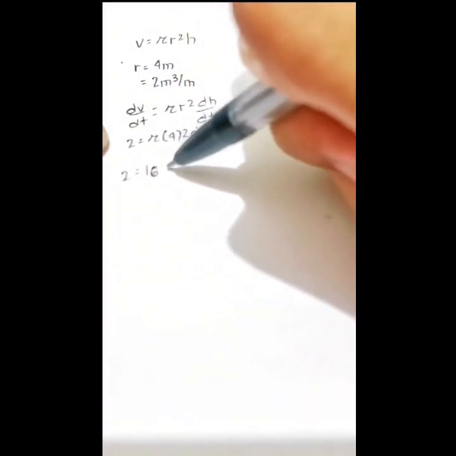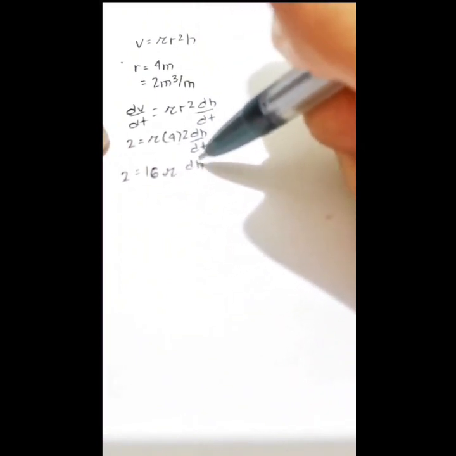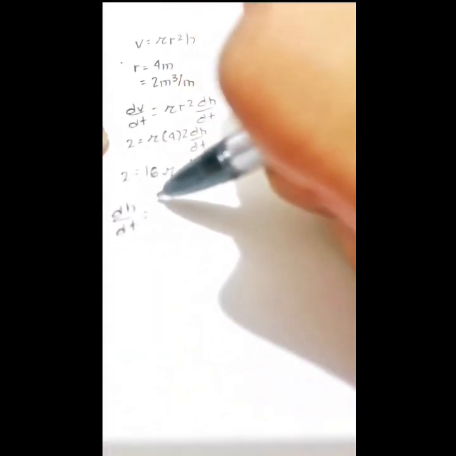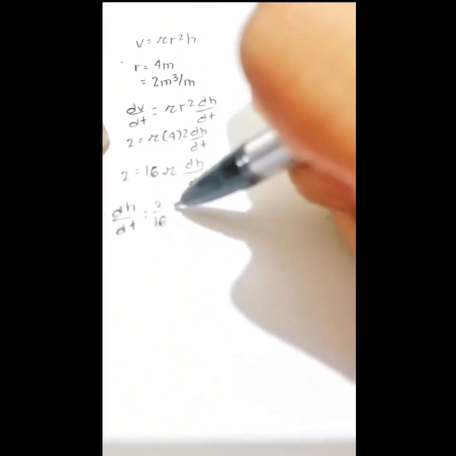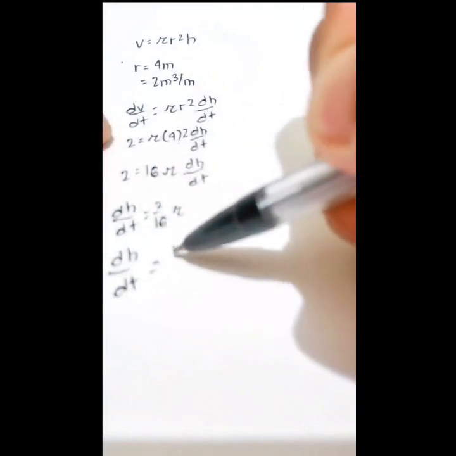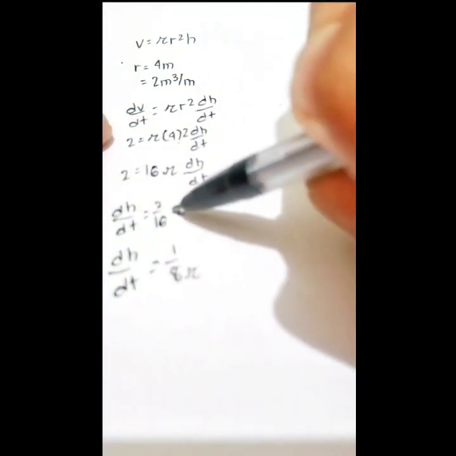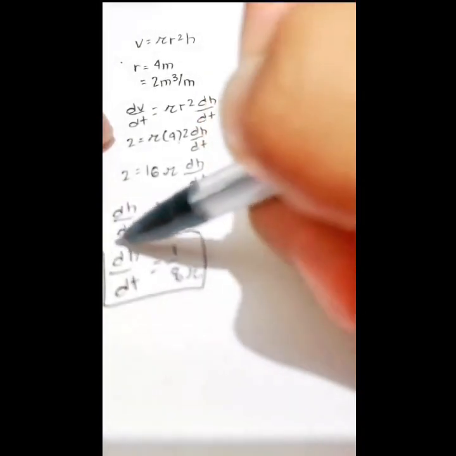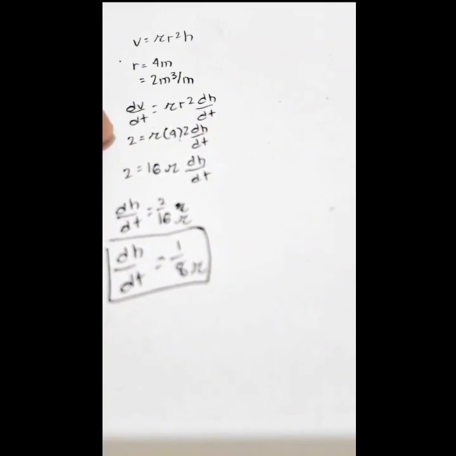dV over dt equals pi r squared dh over dt. Then 2 equals pi times 4 squared times dh over dt. Substituting the values, we get 2 equals 16 pi dh over dt, which simplifies to dh over dt equals 2 over 16 pi. Simplifying it will give us the answer, which is dh over dt equals 1 over 8 pi. So the water level in the cylindrical tank is rising at a rate of 1 over 8 pi.